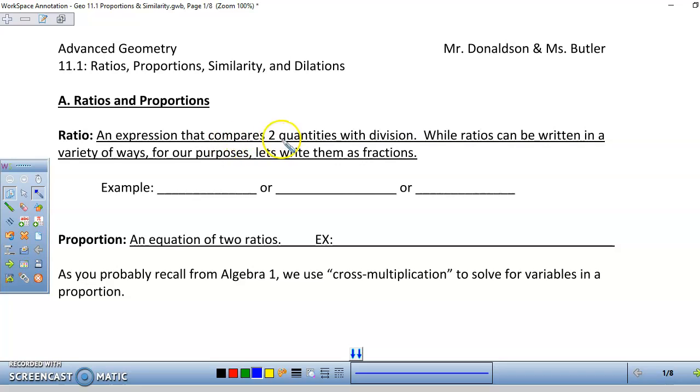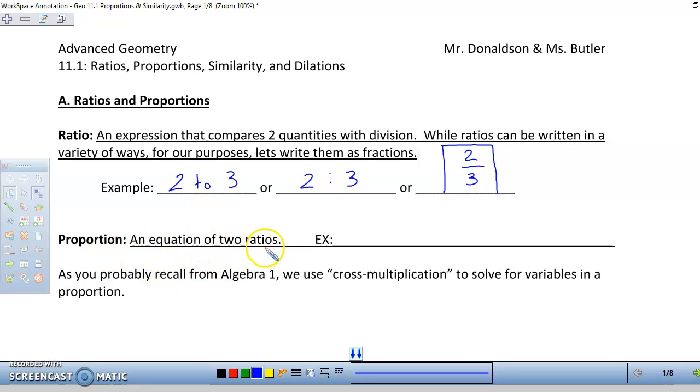An expression that compares two quantities with division is considered a ratio. While ratios can be written in a variety of ways, for our purposes we are going to just stick with fractions. But if you recall, you can write it with the word "to" between them, or with a colon between them. The first number is always the numerator of the fraction, and it's most useful to use fraction form for our purposes.